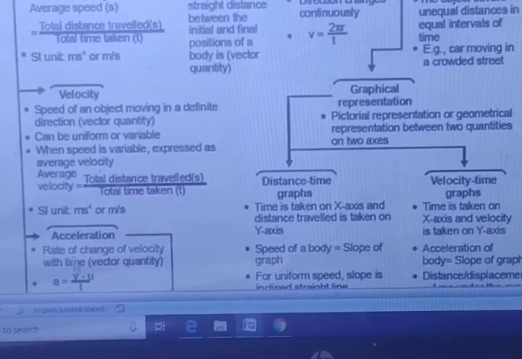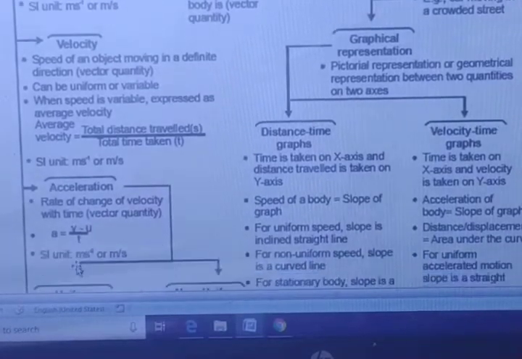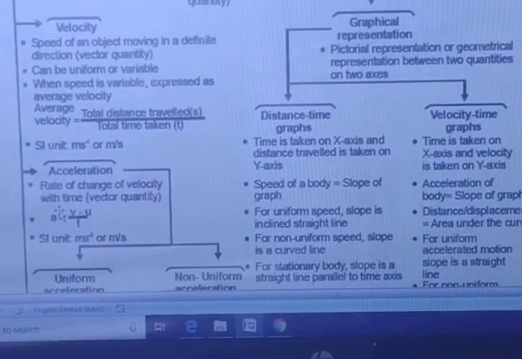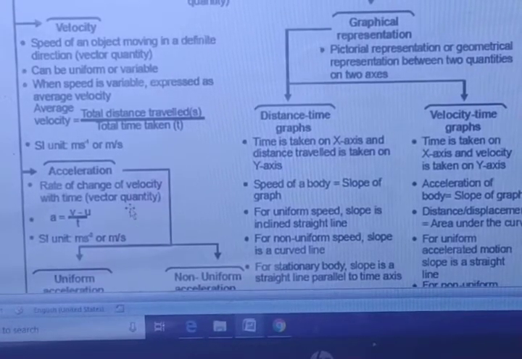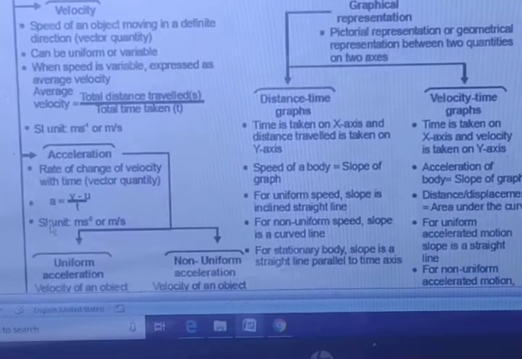Acceleration: the rate of change of velocity with respect to time. It is a vector quantity. Acceleration has magnitude and direction both, so that's why it's a vector quantity. So acceleration is equal to change in velocity, final velocity minus initial velocity, by time taken. The SI unit of acceleration is meter per second square.